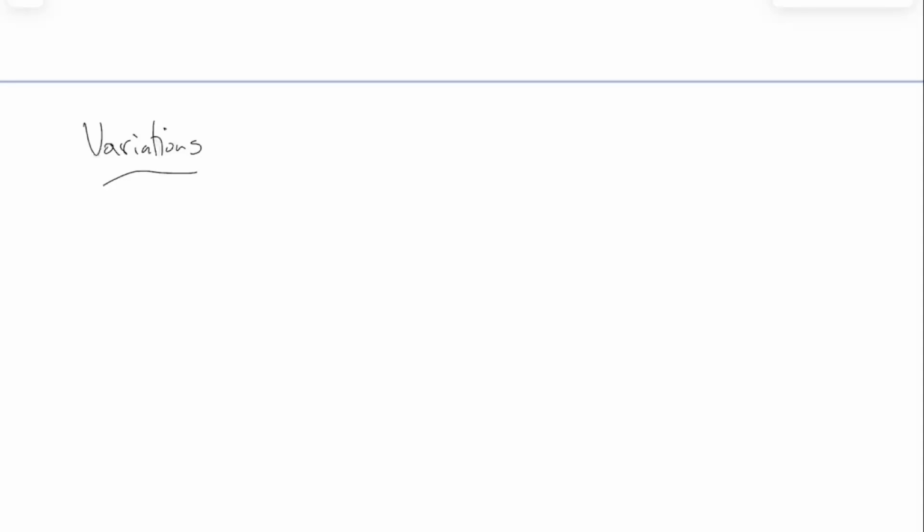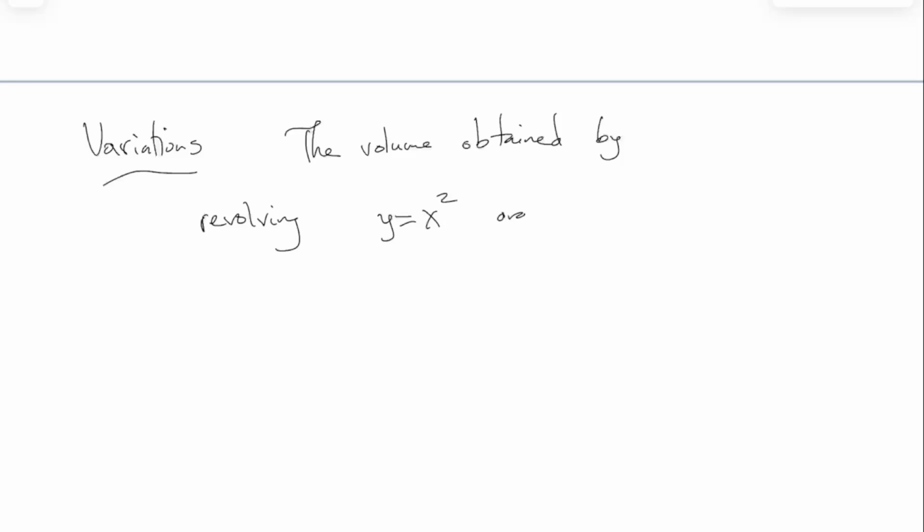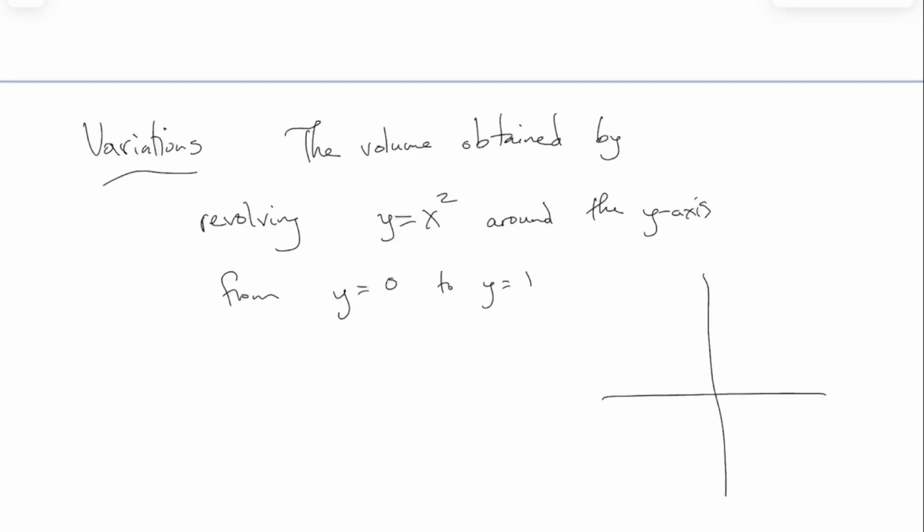For example, how about the volume obtained by revolving this parabola, y equals x squared, around, sorry, that's hard to read, the y-axis from, let's just say, y equals 0 to y equals 1. So the picture I'm talking about is the standard parabola.